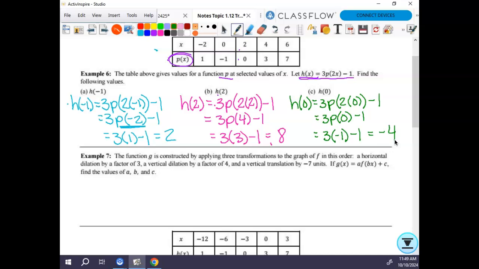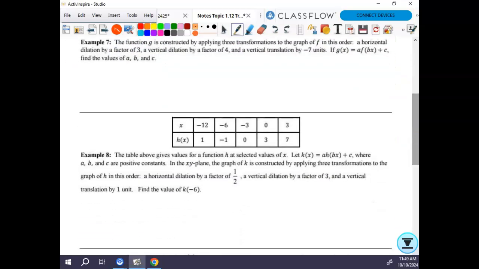So let's look at example 7. We've got the function g. It is constructed by applying 3 transformations to f in this order. A horizontal dilation by a factor of 3, a vertical dilation by a factor of 4, and a vertical translation of -7 units. And then it gives us g of x, kind of the naked version, okay?